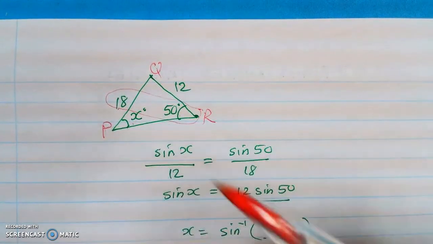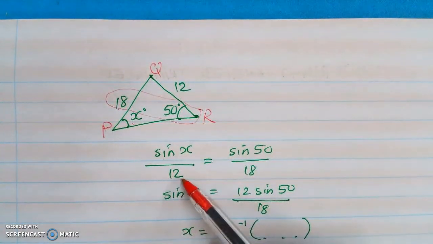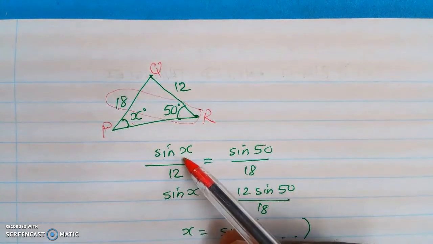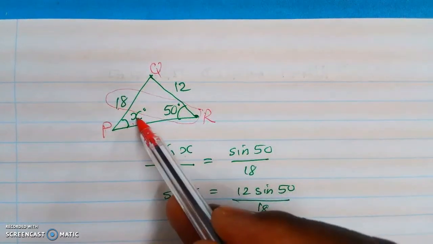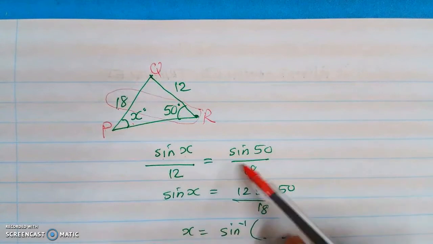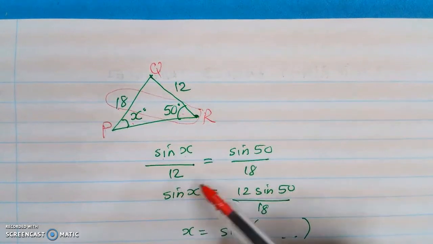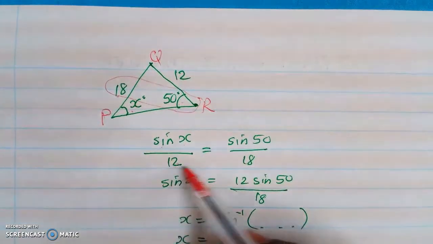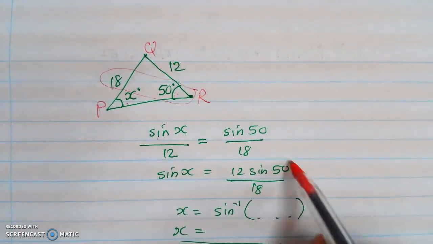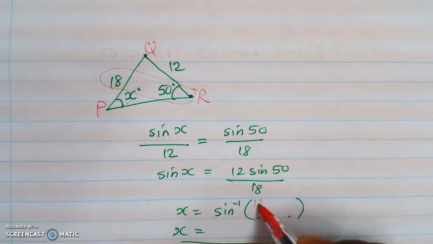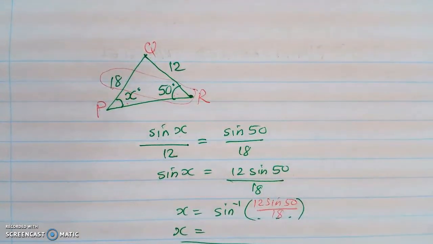Because we're looking for the angle, it's better we start by putting sine of the angle in the numerator rather than having sine in the denominator. So sine x, the angle, divided by 12, the length, equals sine 50 divided by the length 18. Then we take 12 to this side, it's dividing, so it's going to multiply there. Then we have to find sine inverse of that whole thing. So sine inverse of 12 sine 50 over 18, you just punch this in your calculator as it is, and it gives you 30.7.